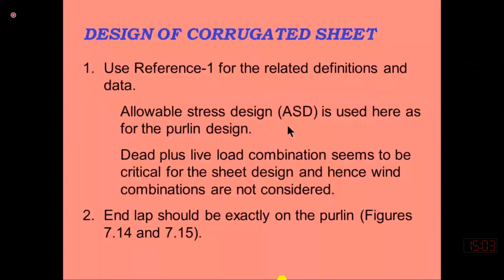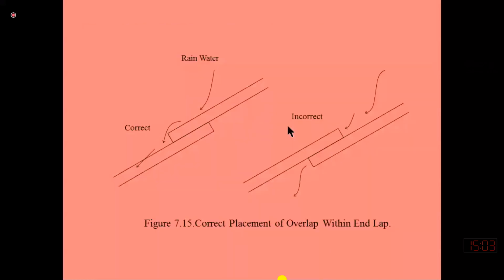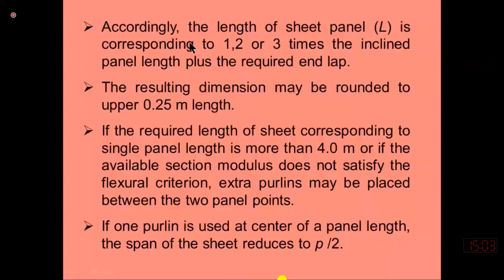So how do we provide the end lap? The sheet on the upper side should be at the top, and the sheet at the bottom has its end on the lower side, so that when it rains, water may not percolate into the gap. If water were to percolate inside during the rainy season, that would be a problem, so the overlap is always provided this way. According to the sheet length, the panel length corresponds to 1, 2, or 3 times the inclined panel length, plus the required end lap, is computed.